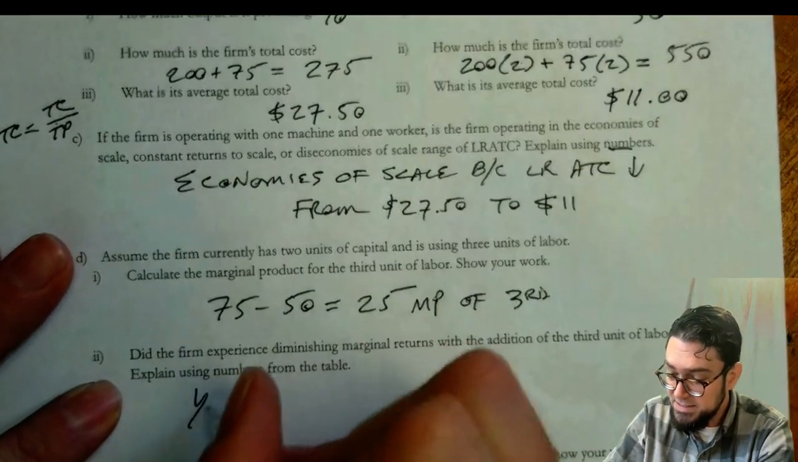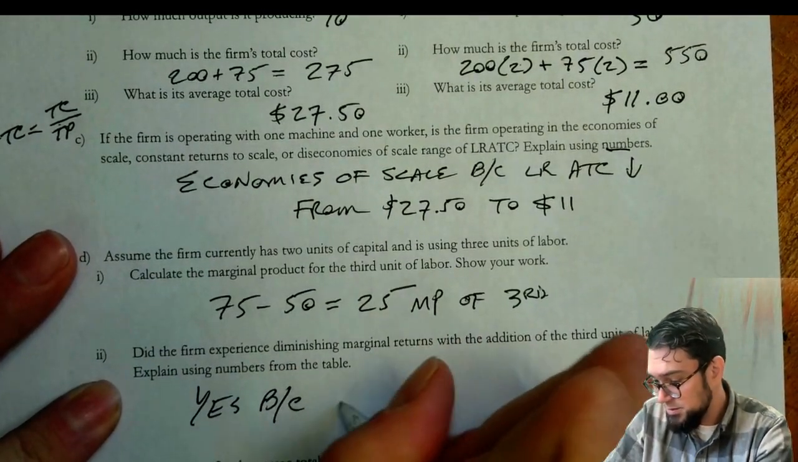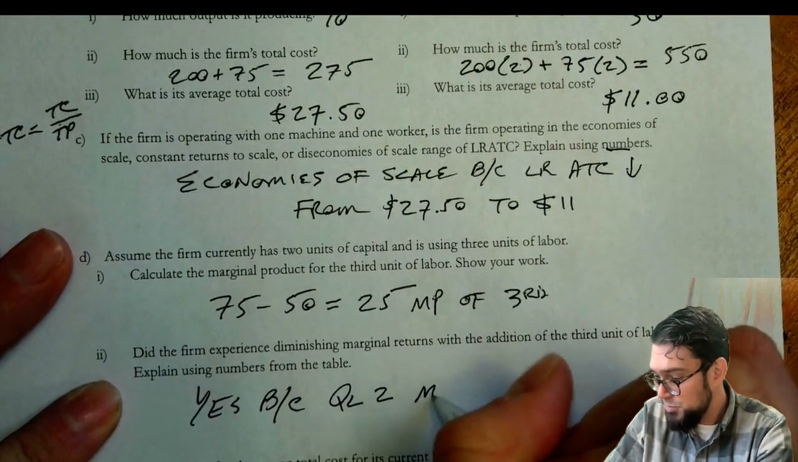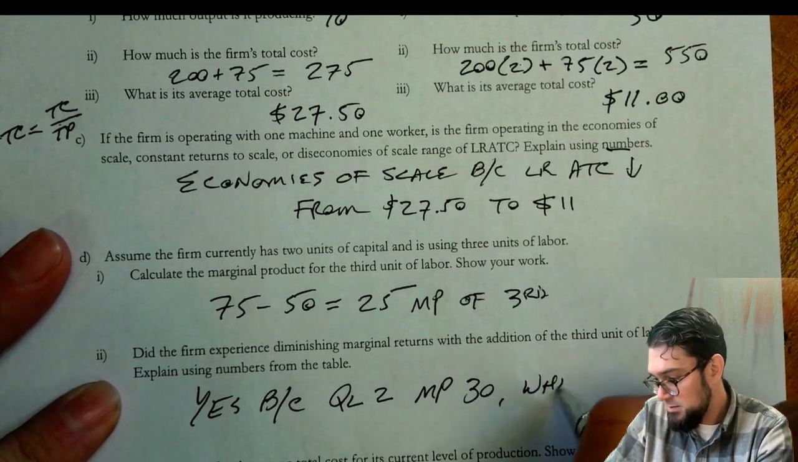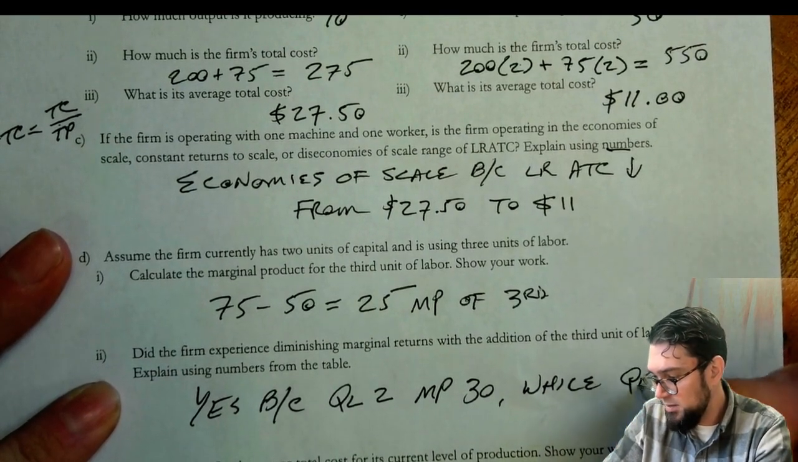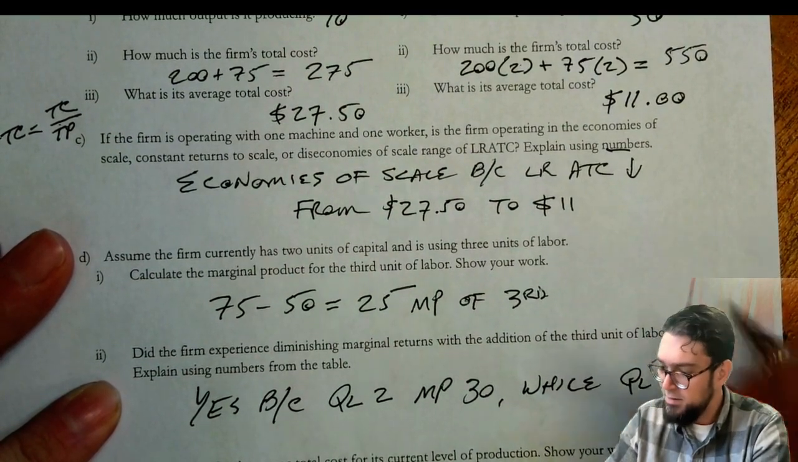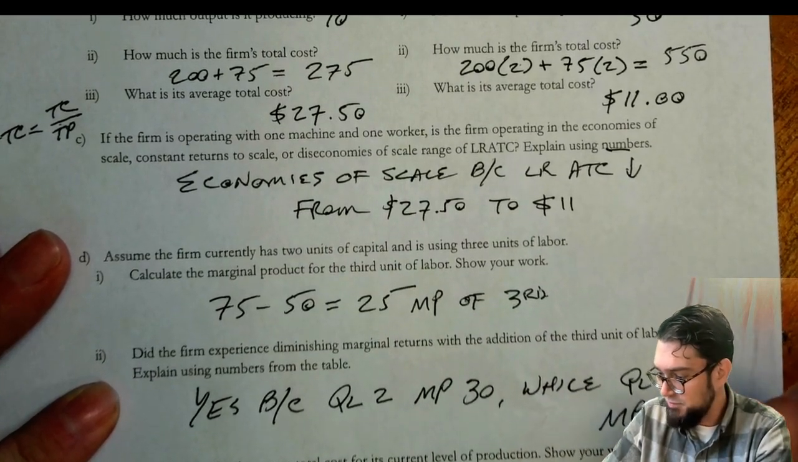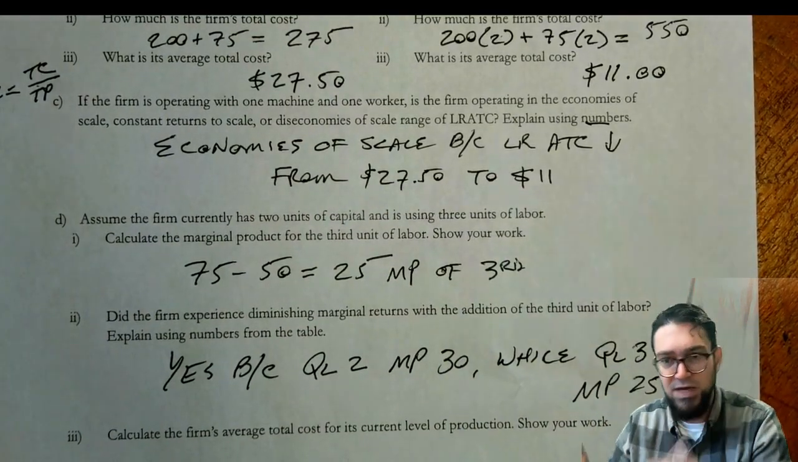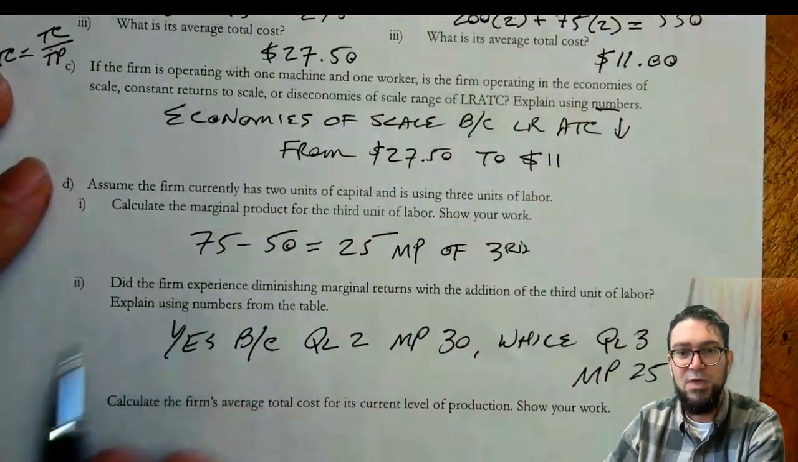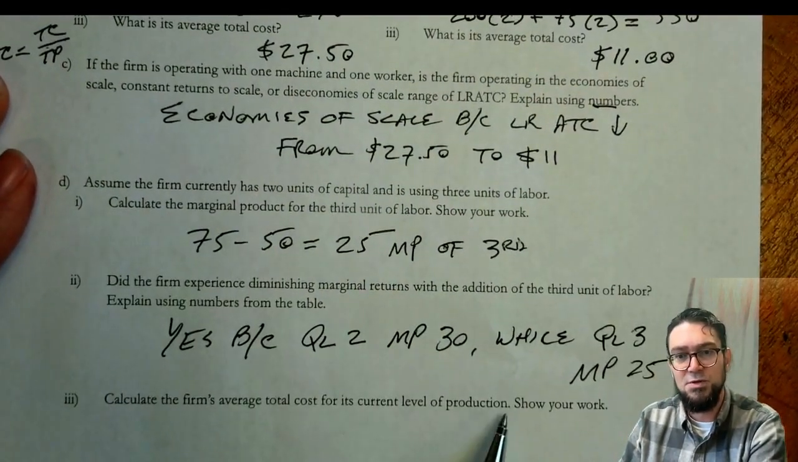We would say yes, because QL2 marginal product was, what did we say, 30, while QL3 marginal product was 25. And so that's enough to say, yes, these numbers are getting smaller, so that's why we would have diminishing marginal returns. Calculate the firm's average total cost for its current level of production, show your work.